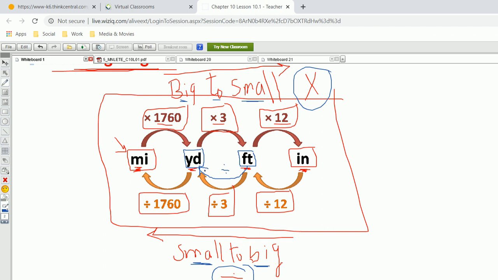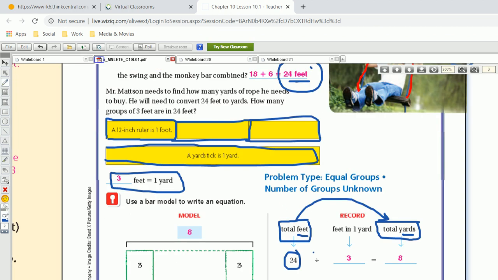Yard equal 3 feet. If you want to convert between feet to yard, you have to divide by 3. Yard equal 3 feet, because yard is greater than feet. If you want to convert from feet to yard, divide by 3, because we convert from small unit to big unit.